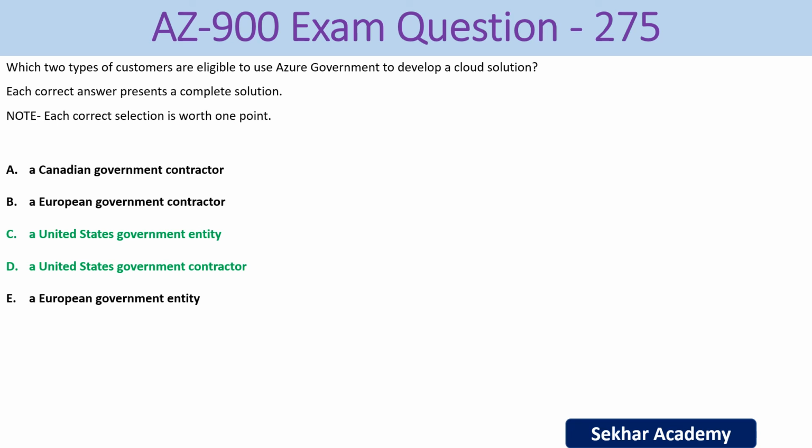It's a physically separated instance of Azure, dedicated to US government workloads only. It's built exclusively for government agencies and their solutions. Right, so the right options we have are C and D.